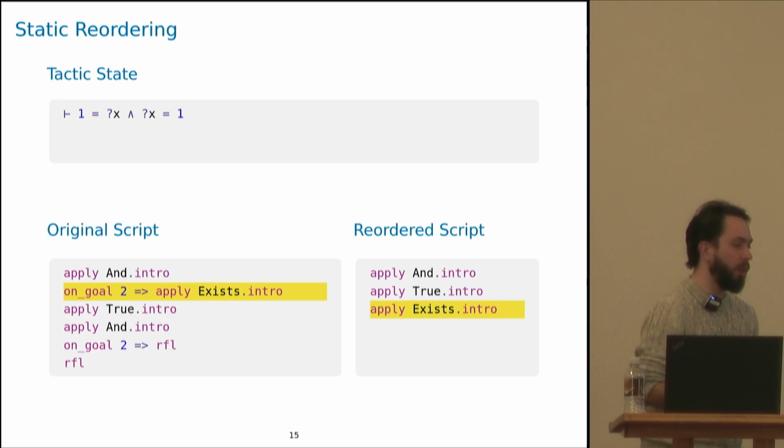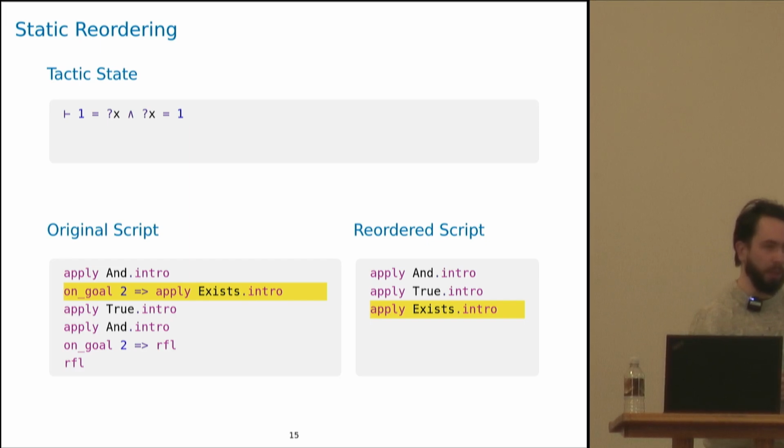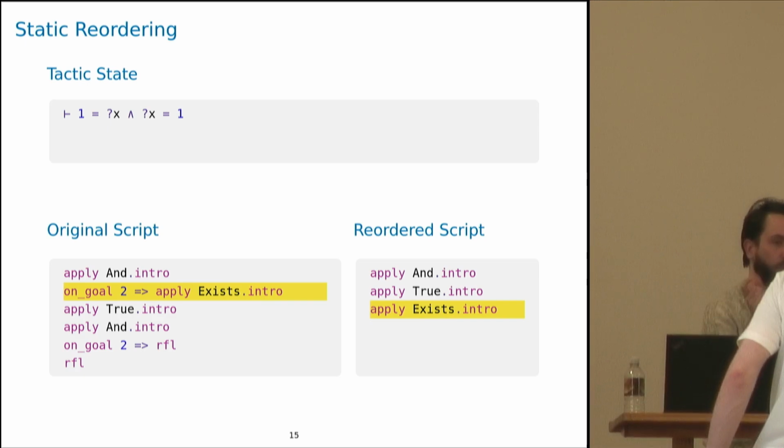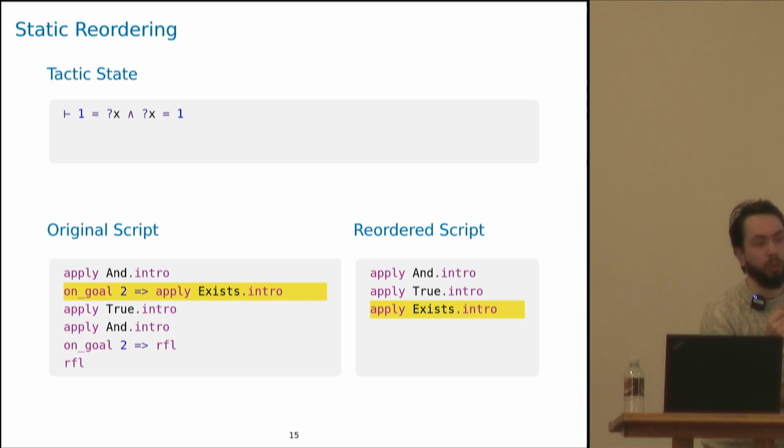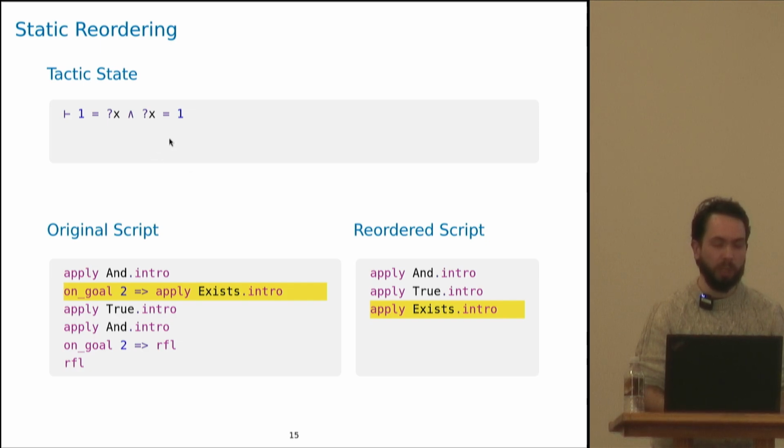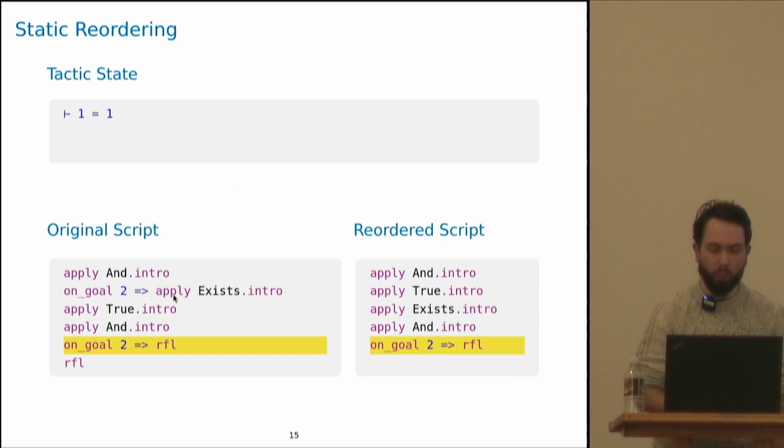So the goals are all identified by unique names anyway in the original naive script, which makes it relatively easy to track which goal a script step refers to. The only thing that we need to do, when executing this algorithm, is keep track of a representation of the tactic state so that we know at which position each goal that we are currently working on is located. That is necessary to generate these on-goal 2 thingies, for example, here.